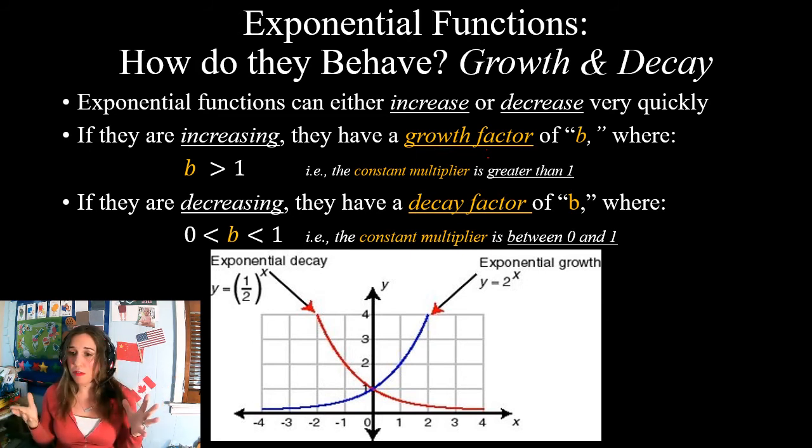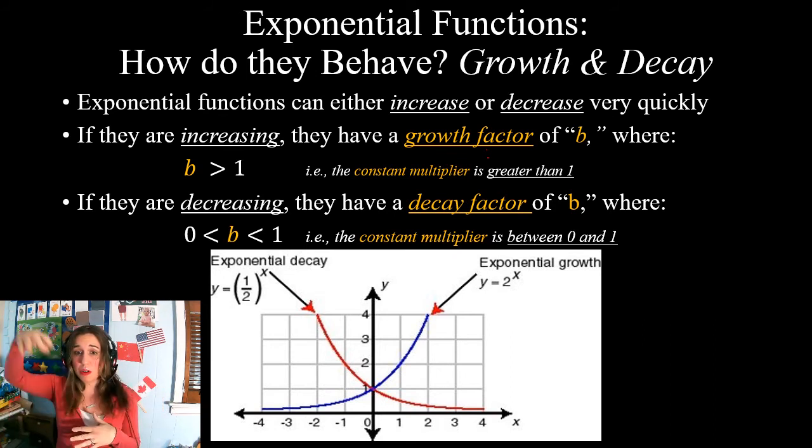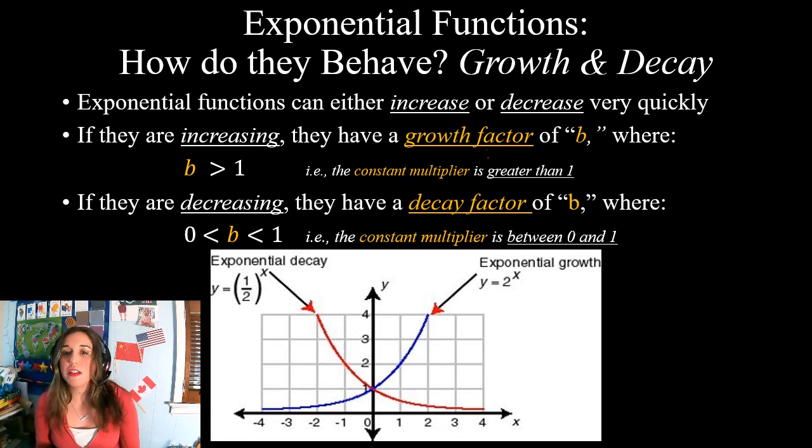All right, so that is how our graphs work. With growth and decay, really all you need to know is that they are making reference to the constant multiplier, and you're figuring out whether or not that constant multiplier is greater than 1, in which case it's your growth factor and your exponential function is increasing. But if your constant multiplier is between 0 and 1, then you're dealing with a decay factor and your exponential function is decreasing.